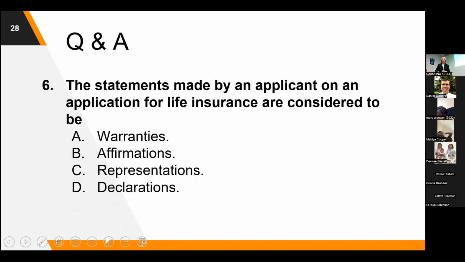The statements made by an applicant on an application for life insurance are considered to be representations. So representations is the correct answer there.